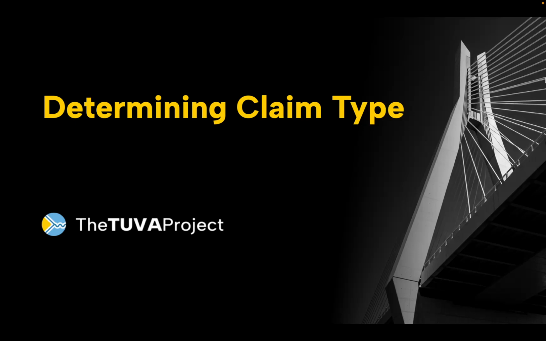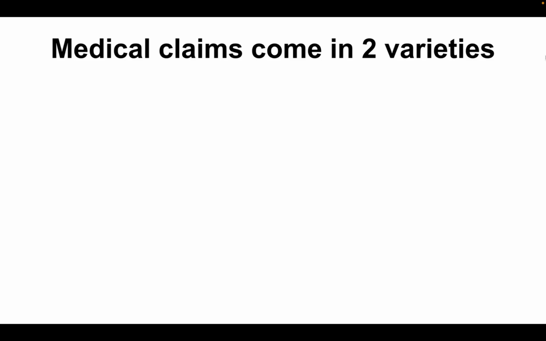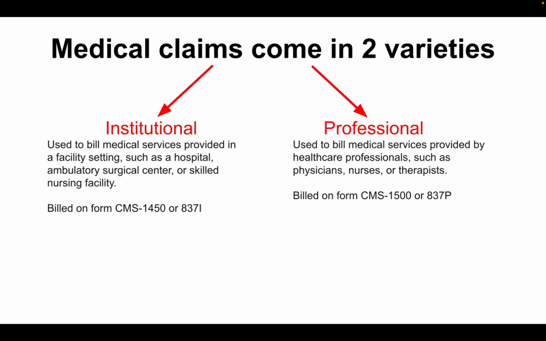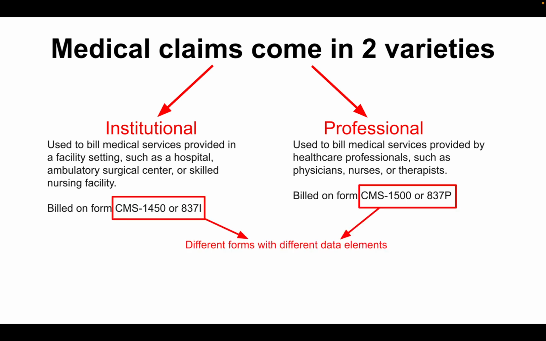Today we're going to talk about determining claim type. We know that medical claims come in two varieties. There's institutional claims that are used to bill services provided in a facility setting, and there's professional claims that are used to bill services provided by healthcare professionals. Both of these claim types are built on different forms that have different data elements on them.